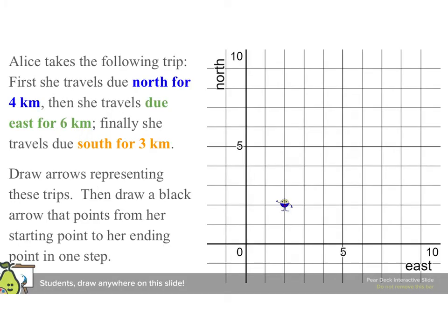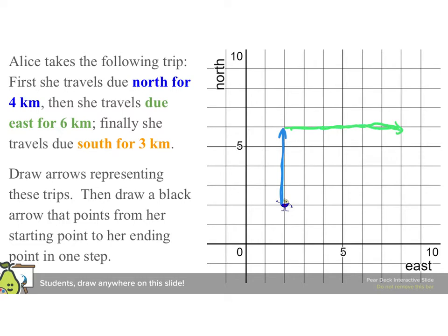All right, so we have here, Alice takes the following trip. First, she travels due north for 4 kilometers, then she travels due east for 6, and finally she travels due south for 3. So 4, 6, 3. Draw arrows representing the trips, and a black arrow that represents from her starting point to the end point in one step. So we might say, let's see, it was blue first. 4 kilometers, well, she starts at 2, so she should end at 6. That's the first bit. And then east for 6, so she starts at 2, she should end at 8. 4, 6, 8 here.